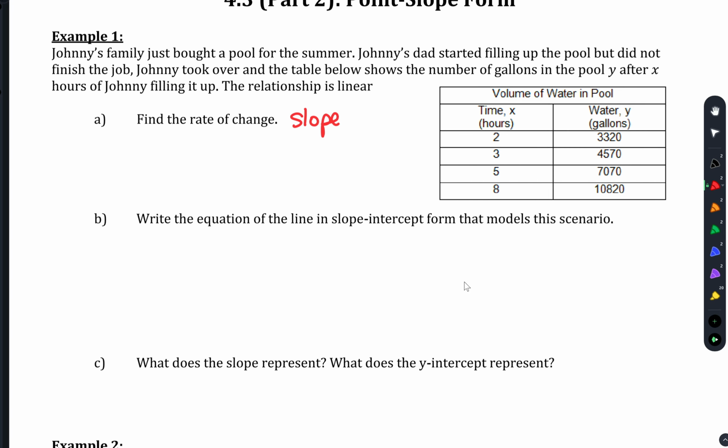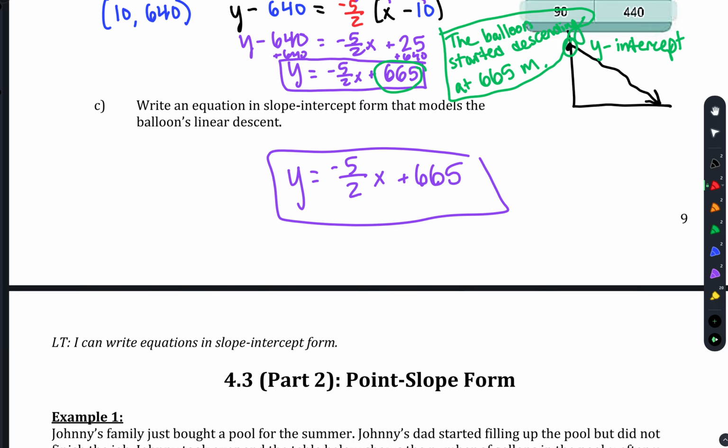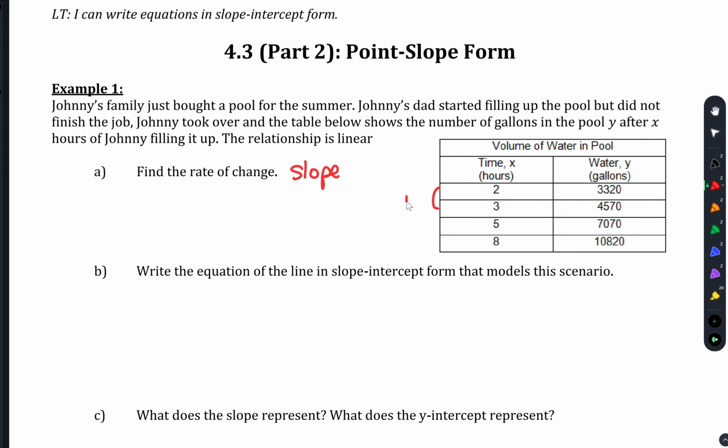Cody. Yeah, figure out what do I add every single step, right? So from 2 to 3, that's plus 1. And from 3,320 to 4,570, that's like what? 1,250? Does that sound right? Yep.